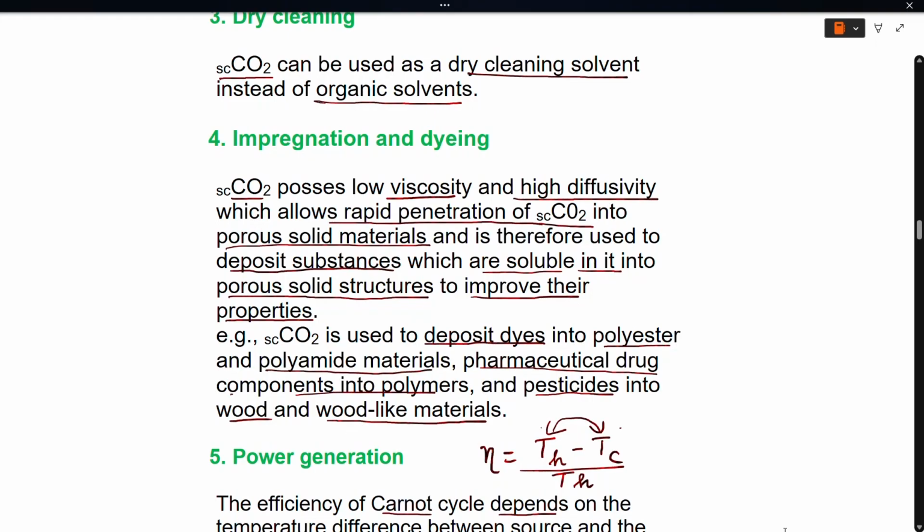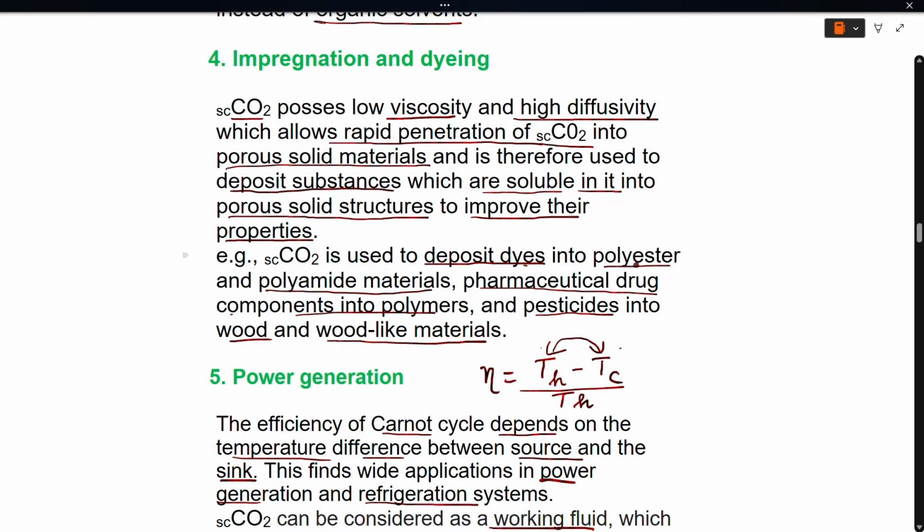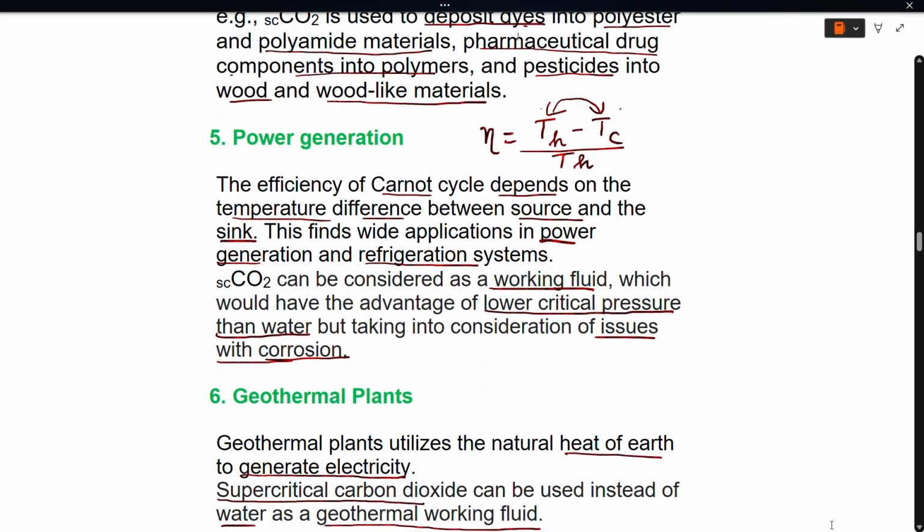Then impregnation and dyeing we have been seeing, that is, if you can deposit something within the pores to enhance the properties, you can use supercritical carbon dioxide. That is depositing dyes into polyester and polyamide materials, then certain pharmaceutical drugs into certain polymers, pesticides into wood and wood-like material to avoid the attack of termites.